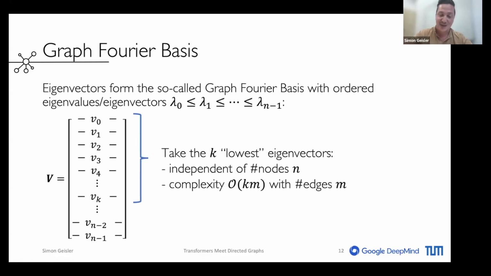So this has two main advantages, I guess. The first is this is independent of the number of nodes. And the second is even for larger graphs, computing this partial spectrum of the graph is still tractable, as the complexity is like k times m, with the number of edges m over here. So this is something we can compute even on rather large graphs somewhat efficiently.